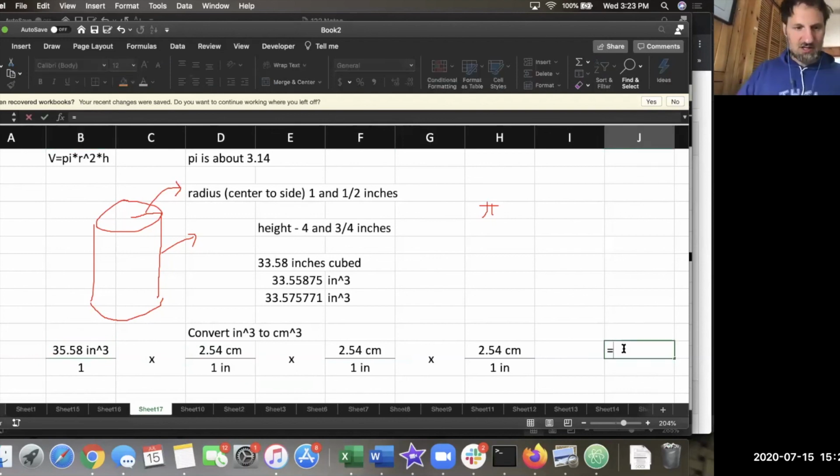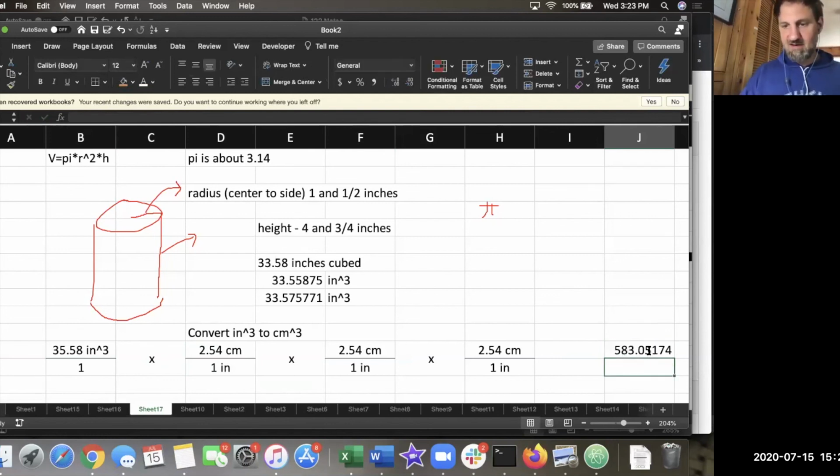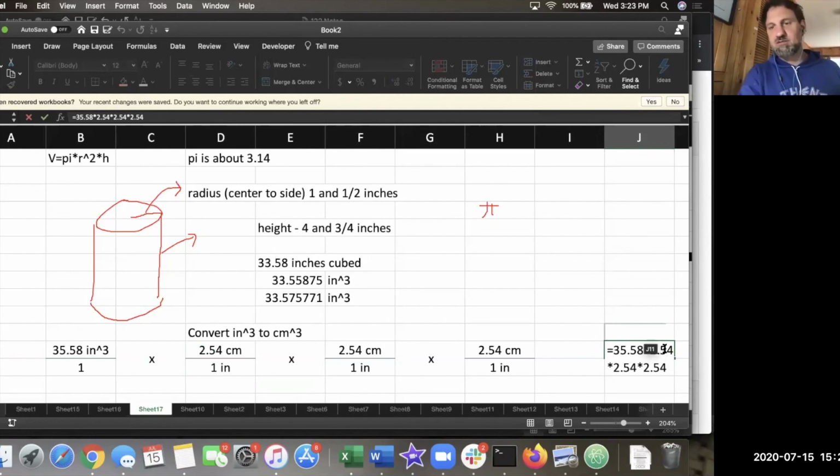So this looks like it'll end up as 33.58 times 2.54 times 2.54 times 2.54. About 583. Sometimes people get confused with the notation of the cubed, and the 33.58 becomes cubed. That's not what we're saying. It's 33.58 of these things called inches cubed, which is like a cube that's 1 inch by 1 inch by 1 inch.